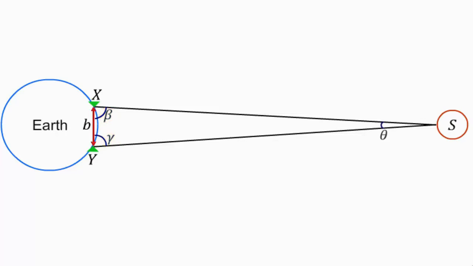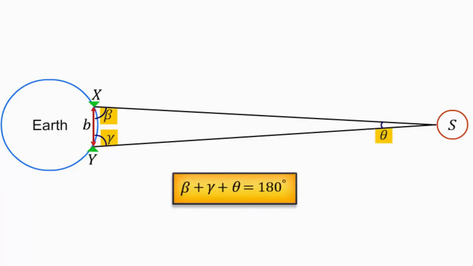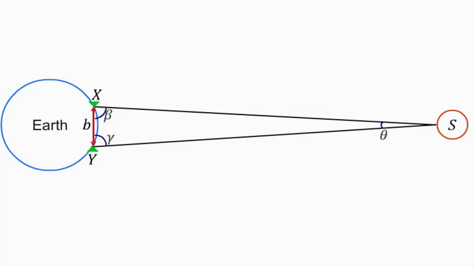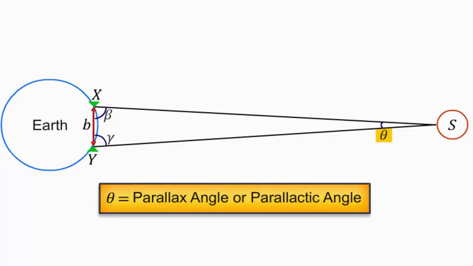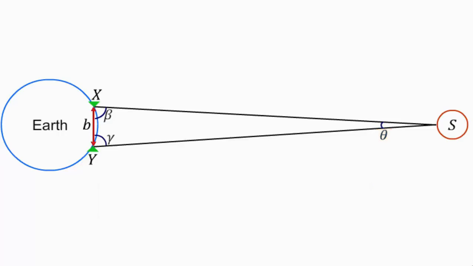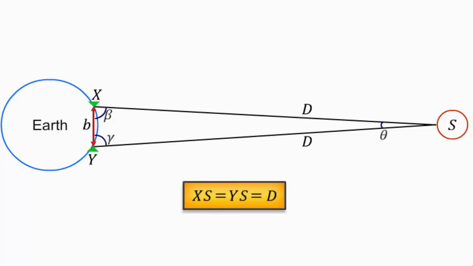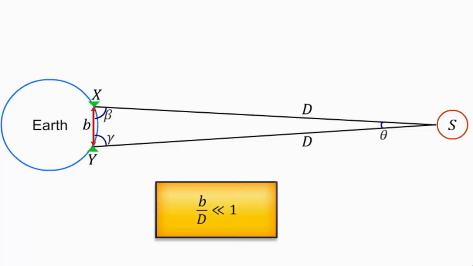As the sum of the angles in a triangle is equal to 180 degrees, and knowing the values of beta and gamma, we calculate the angle XSY between the two directions along which the planet is viewed from these two points. This angle, denoted by theta, is known as the parallax angle or parallactic angle. As the planet is at a very large distance from the Earth, say D, its distances from the two observation points on the Earth, namely XS and YS, can be approximated to be equal. As D is large, the ratio of B to D is less than 1. This implies that the parallax angle theta is very small.